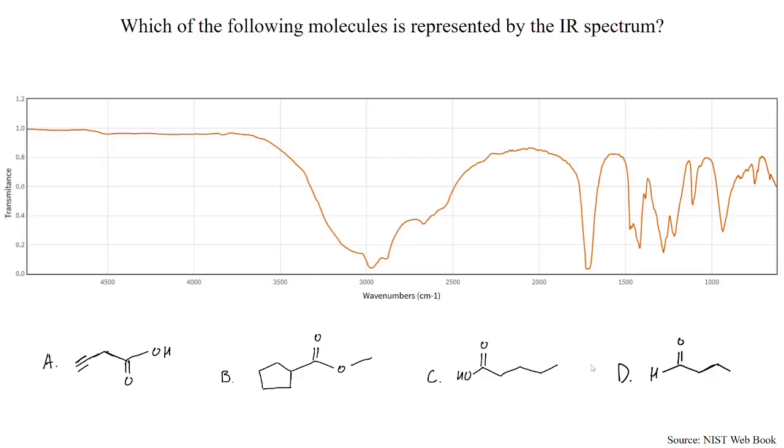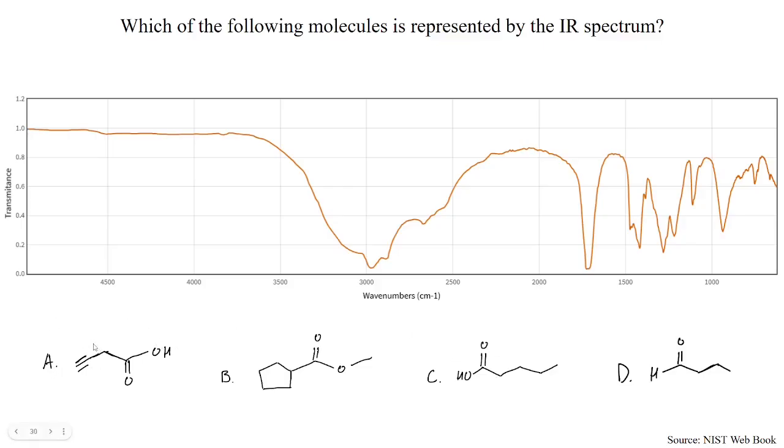To look at our options, we can go ahead and eliminate D, because that isn't a carboxylic acid, that is an aldehyde. We can also eliminate B as well, because this functional group here, that is an ester. Right? So we're left with A and C. The difference between A and C is that A has an alkyne.